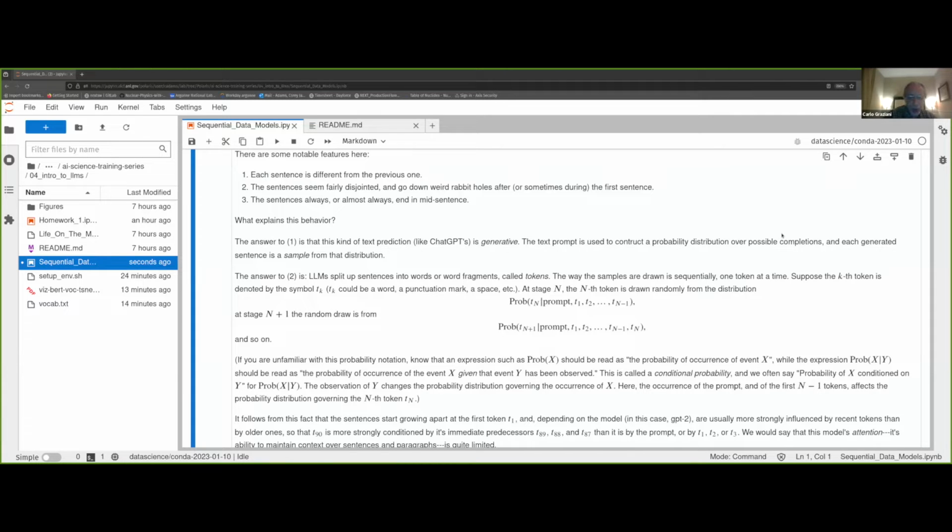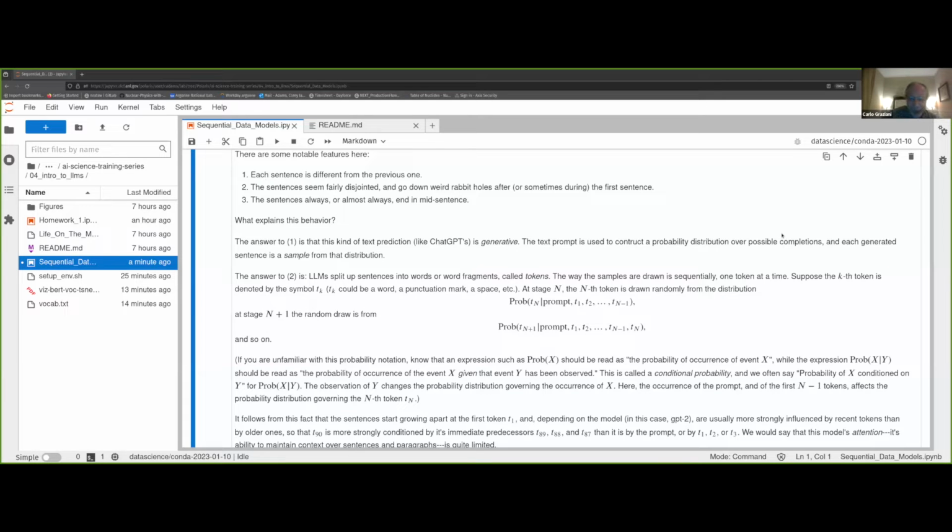So what's going on here? What explains this behavior? Well, the answer to the first question is that the reason each sentence is different from the previous one is that the text prediction for these large language models is what's called generative.